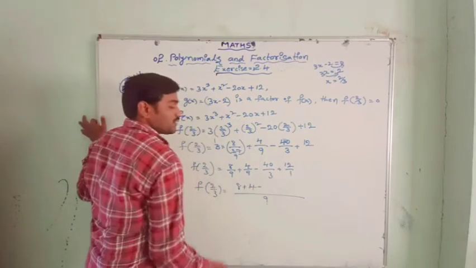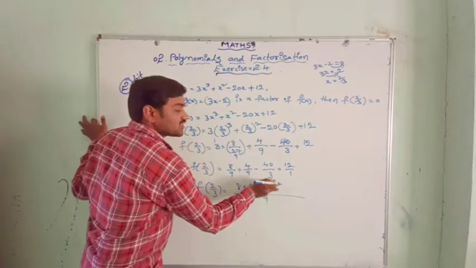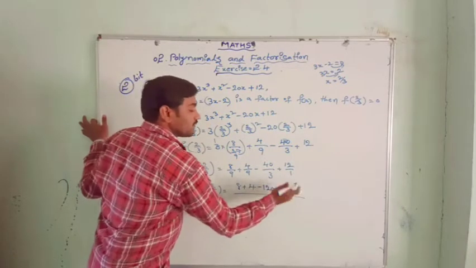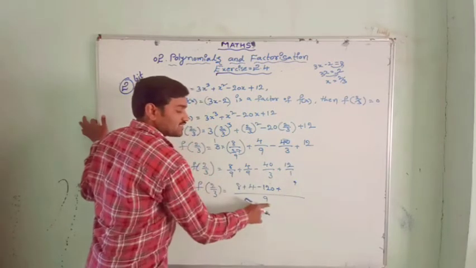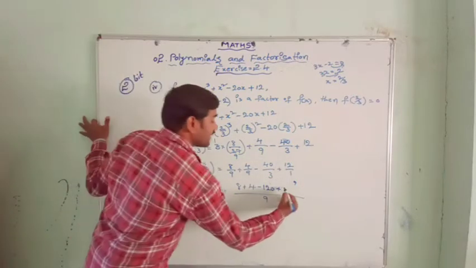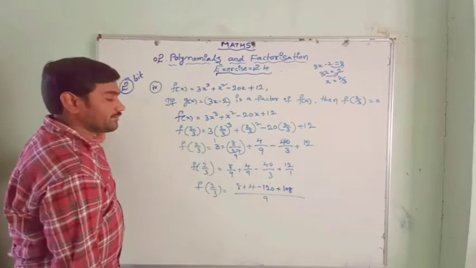Here let us put the minus. 3 how many are here? 3 3s are 9, so this 3 into 40 is 120, plus 1 9s are 9, and 9 into 12. 12 9s are 108.